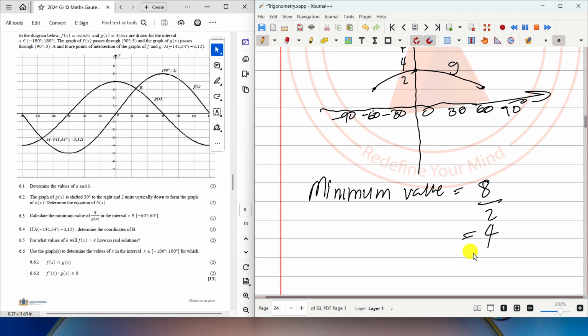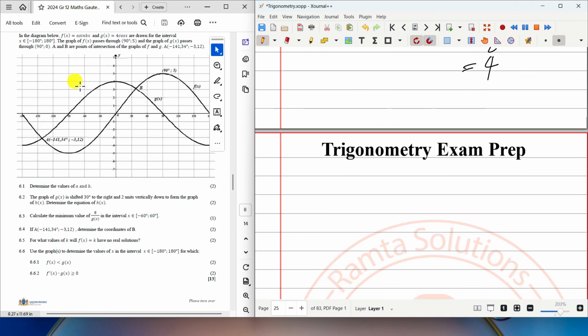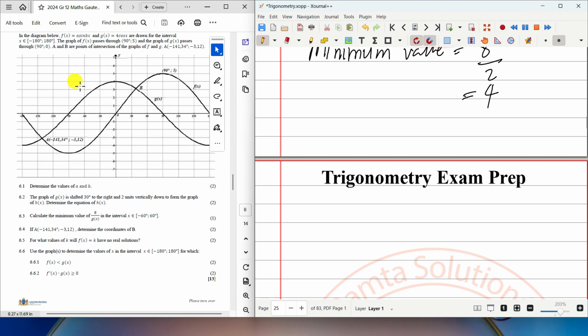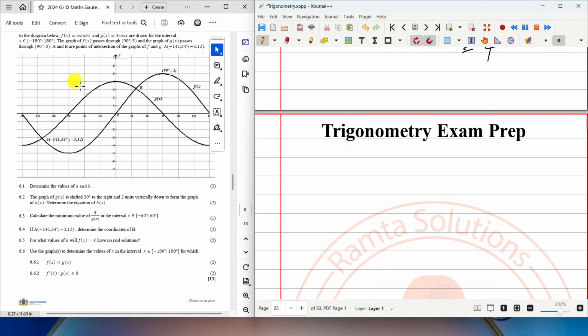It is tempting, guys, to think that the minimum value will be 8 divided by 4, because the minimum of this g of x is negative 4. It is not in this case. In this case, it is positive 2. Okay, so your answer is 4. I know others are expecting negative 2 or 2. All right, it is not that.